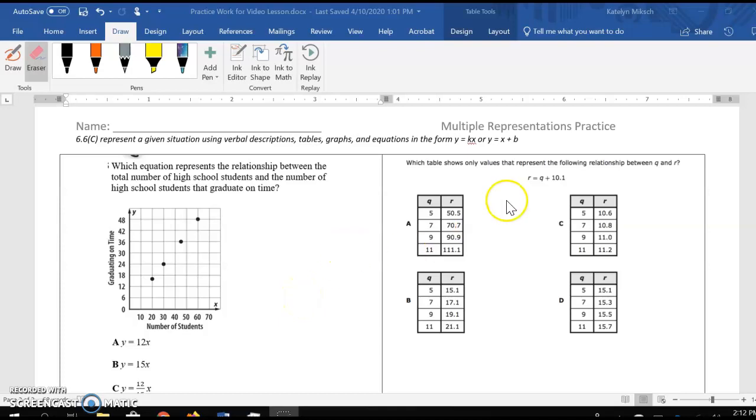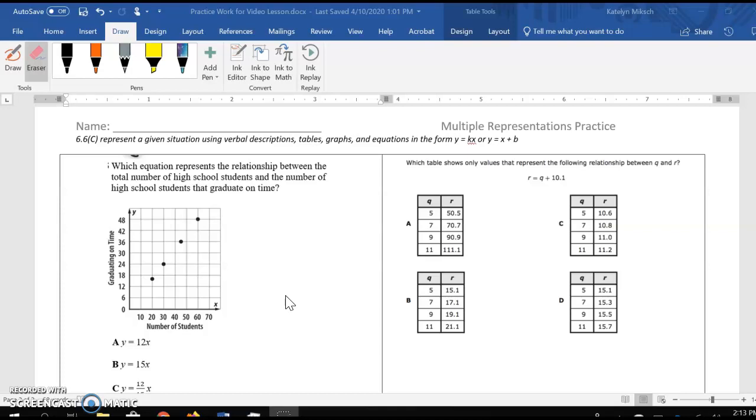So on these questions, we're not just looking at input-output tables, we're looking at tables, equations, and graphs all mixed together. So looking at this first example, we are trying to find the relationship between the graph and the equation, which is showing the total number of high school students and the number of high school students that graduate on time.